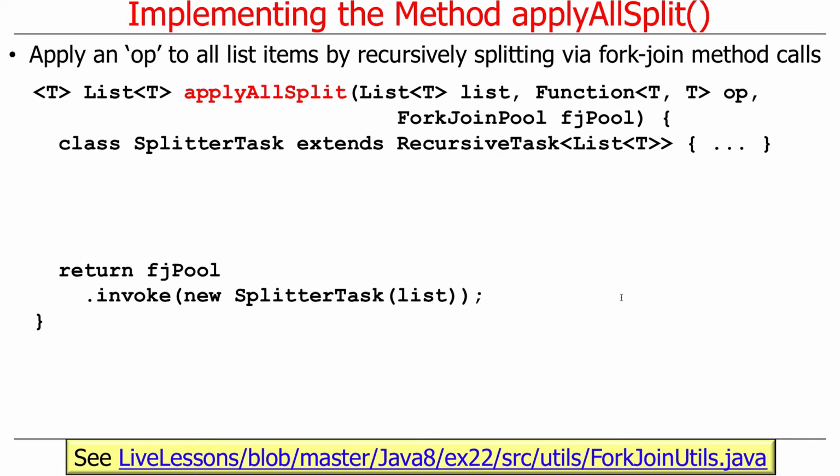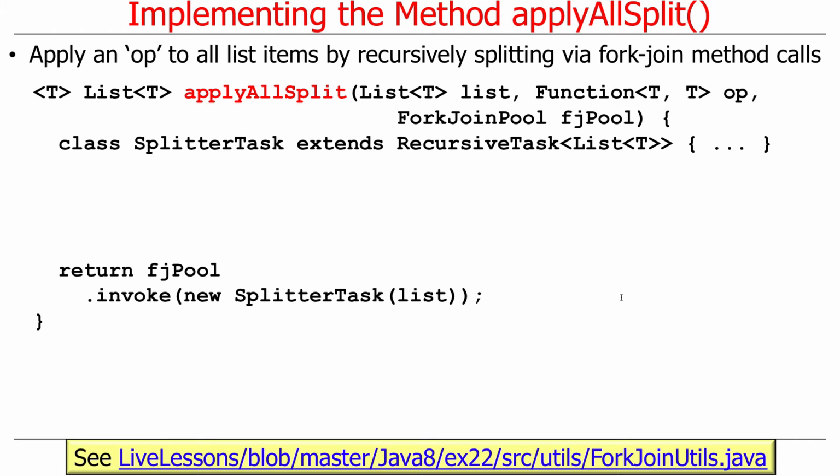So this way is going to recursively split the list using fork join method calls. And this approach is actually the much more common way of using the fork join pool. The way I just showed you is sort of the easy way to do it, but the problem is you end up with high work stealing. And you'll see in a second how this approach can help with that.